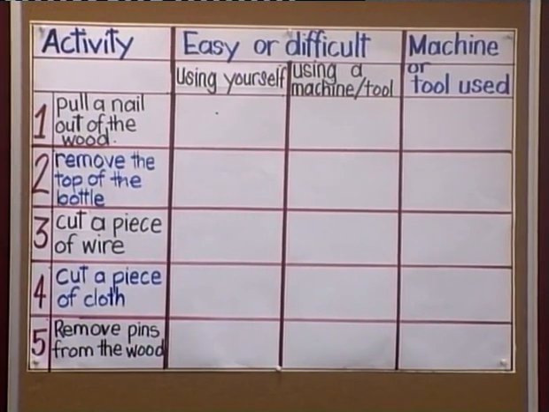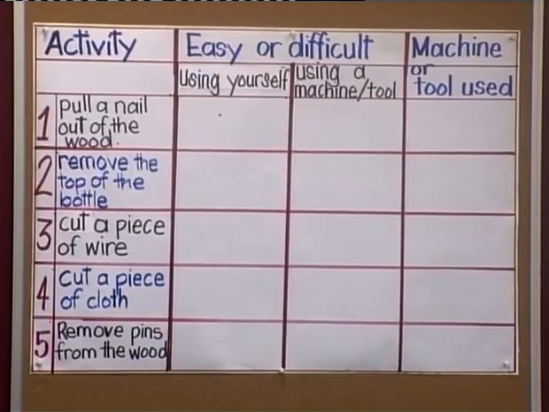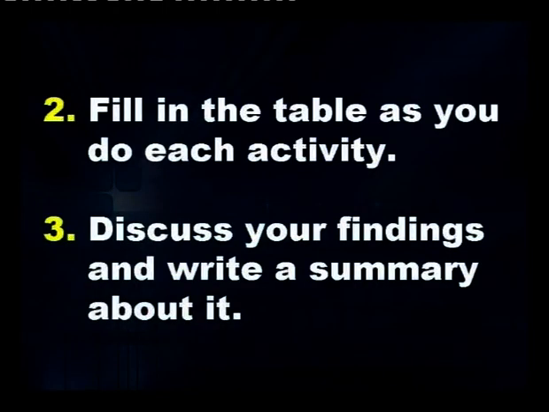When you end up at your table, now I'd like us to have a look at the third instruction. It says, discuss your findings and write a summary about it. Once you have completed all the activities and you return to your groups or your tables, you are to discuss together what you have just done and have a summary written up as a group, not individual.